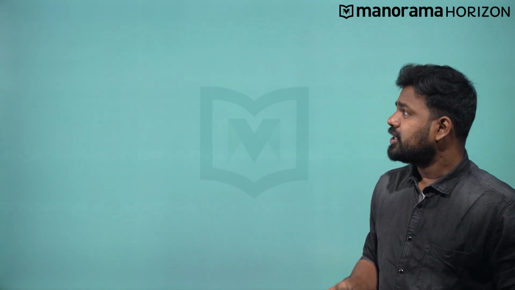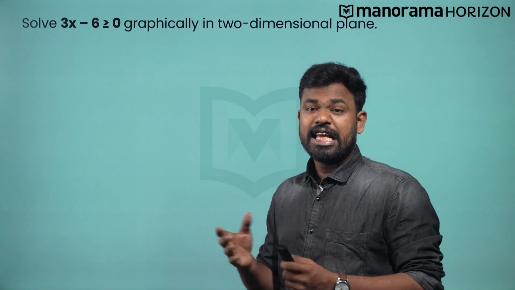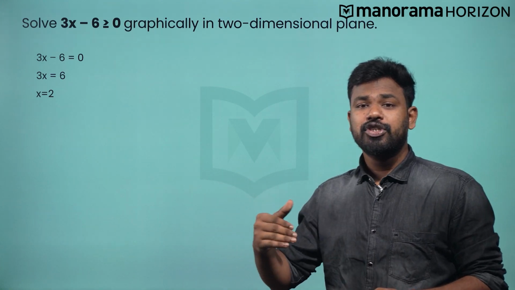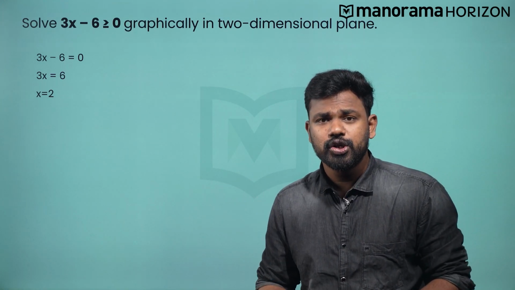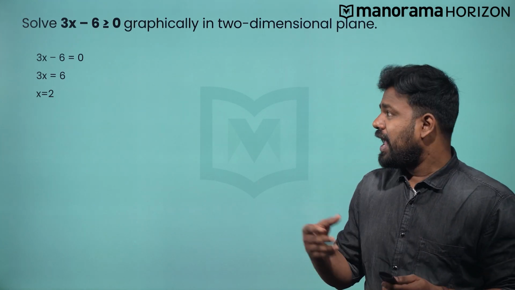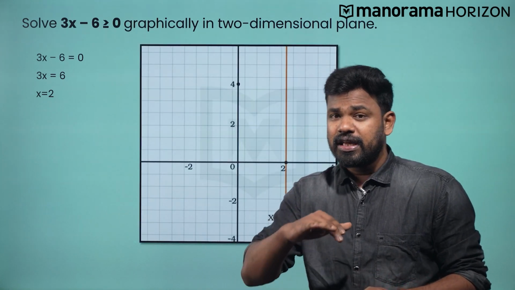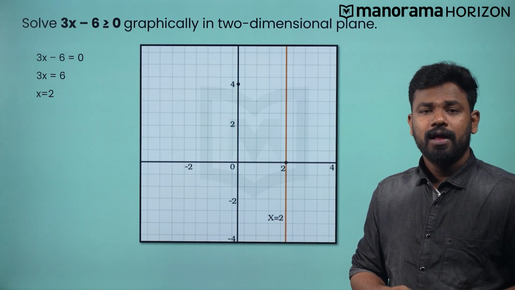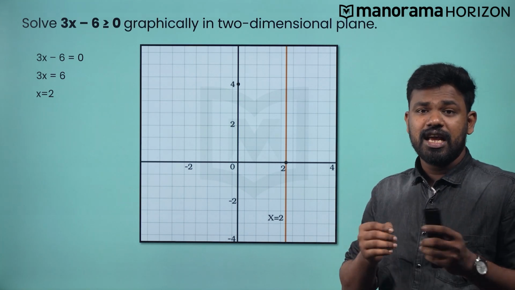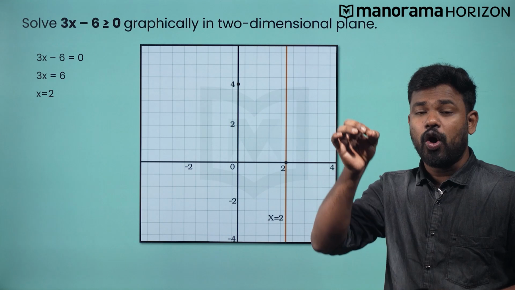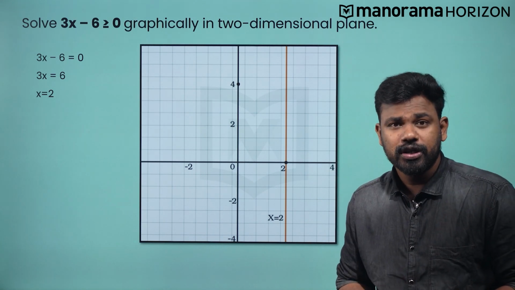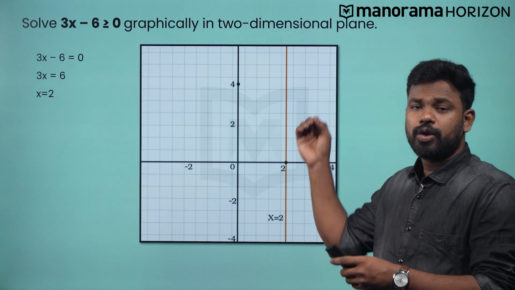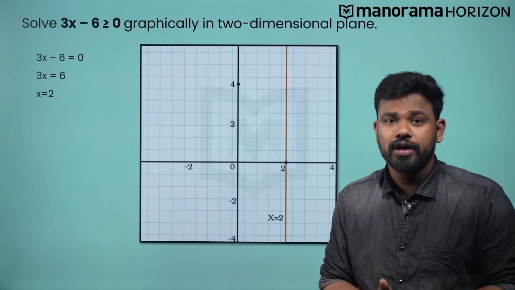Now, if the question is like this, solve 3x minus 6 greater than or equal to 0 graphically in a two-dimensional plane. First of all, plot a graph which corresponds to the line 3x minus 6 is equal to 0, that is 3x is equal to 6 or x is equal to 2. It is a vertical line which divides the plane into left and right half planes, as you can see over here. As we have seen before, for inequality 3x minus 6 greater than or equal to 0, the line is also included in the solution region. So represent it as a dark line, not as a dotted line.